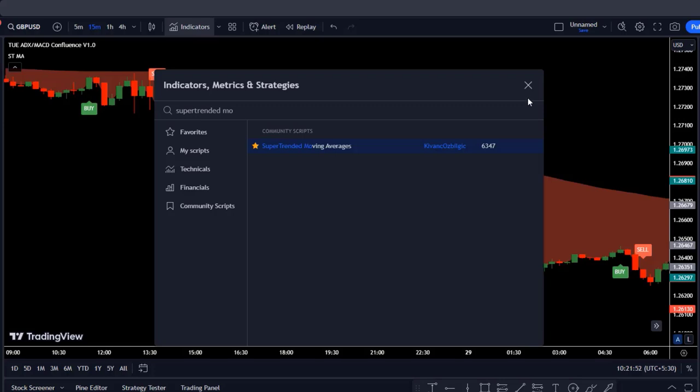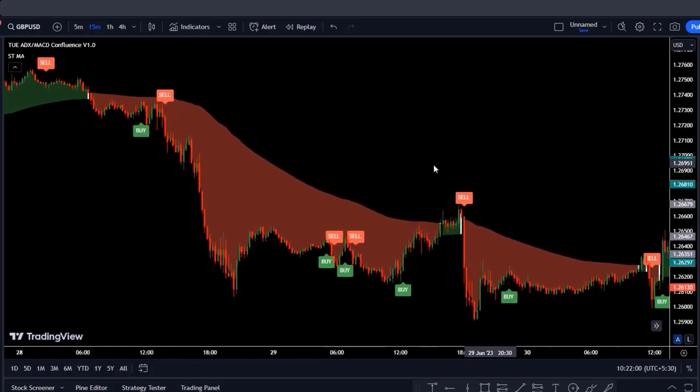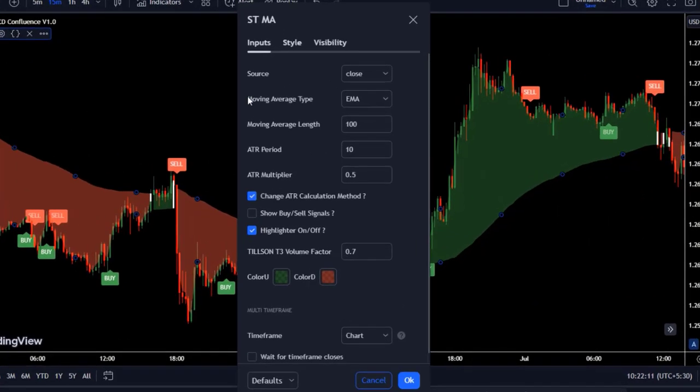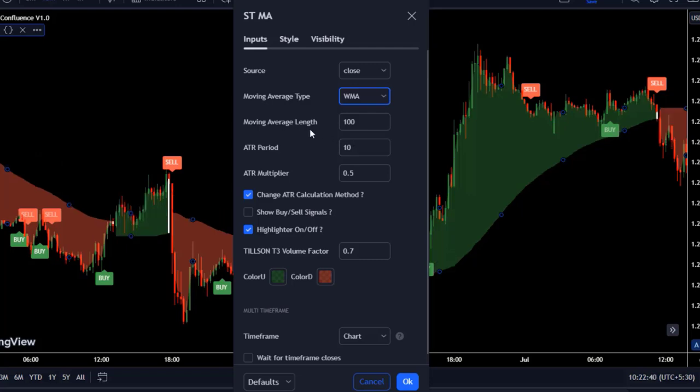Now that we have added the super trended moving average indicator to our arsenal, let's discuss the settings that we need to optimize for our trading strategy. The first parameter to focus on is the moving average type. It allows you to choose from various types such as simple moving average (SMA), exponential moving average (EMA), and weighted moving average (WMA). For our strategy, we will select WMA as it works best in capturing long-term trends.